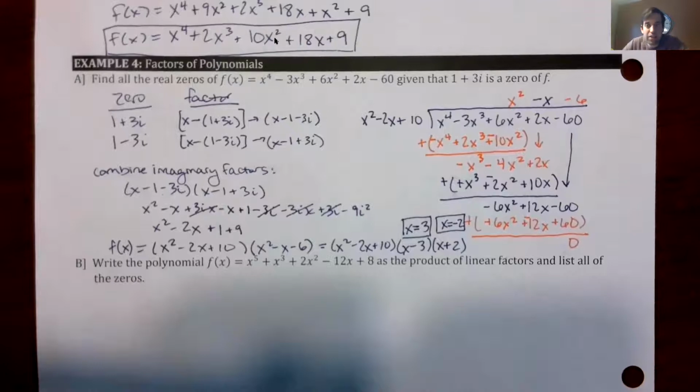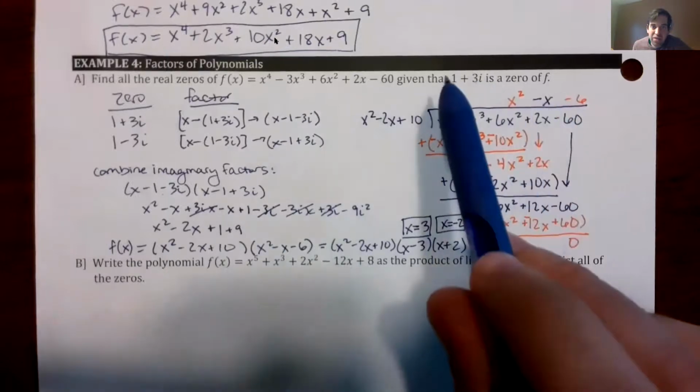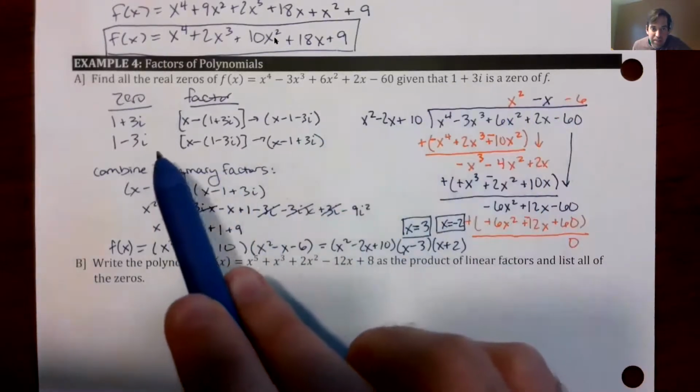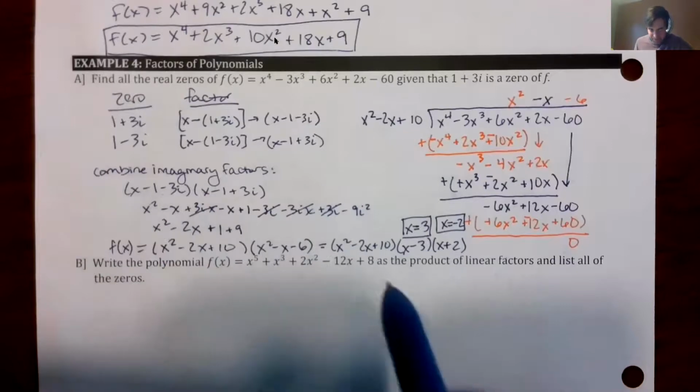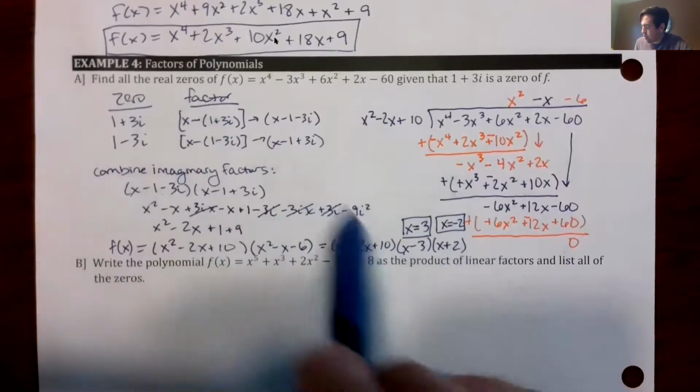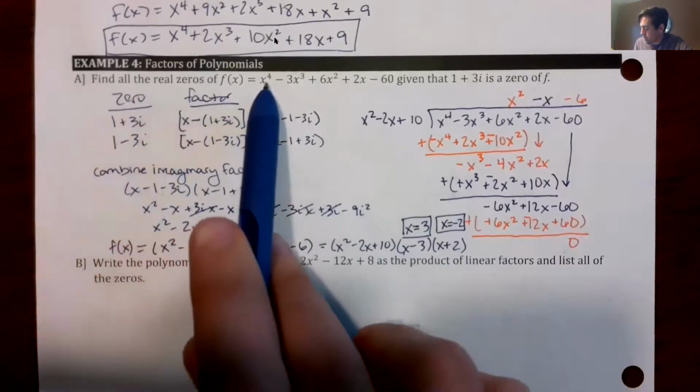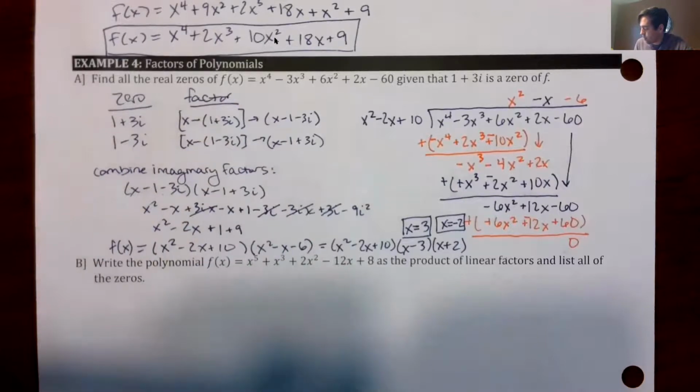All right, and that's how you can do that without a calculator. Okay, so remember, those are the real zeros. The imaginary zeros or complex zeros were 1 plus 3i and 1 minus 3i. That gives us a total of 4 zeros, which makes sense because this has a degree of 4.